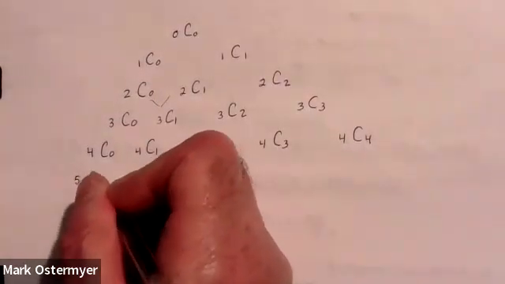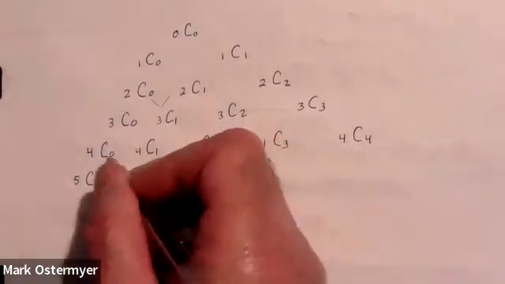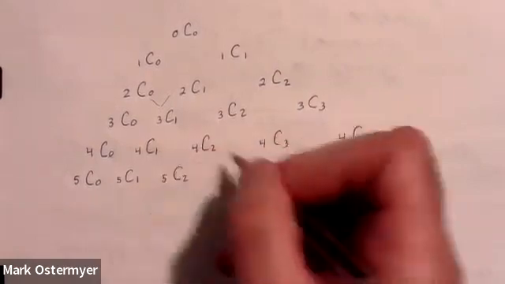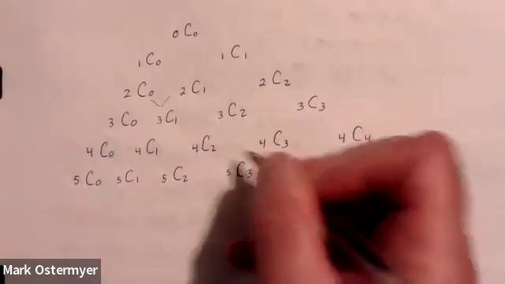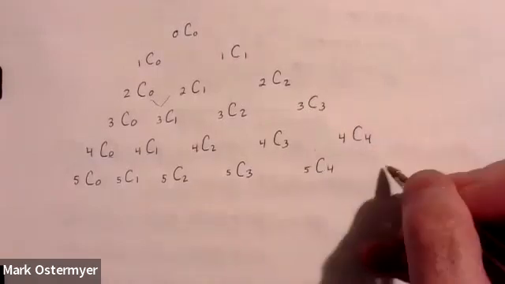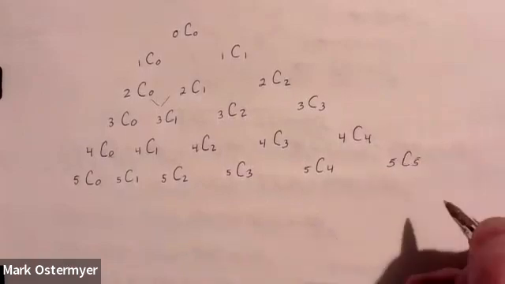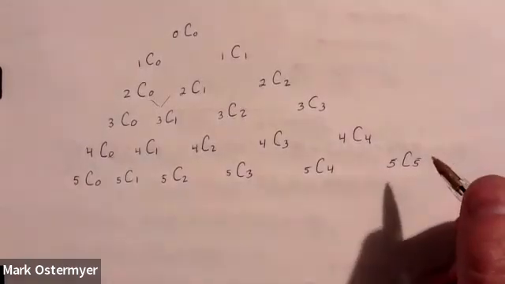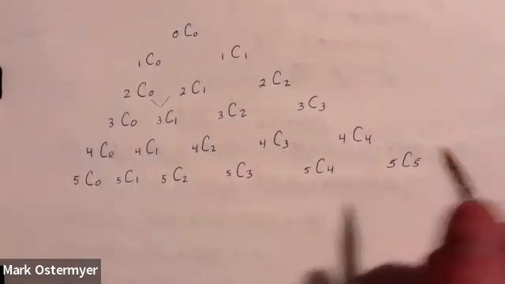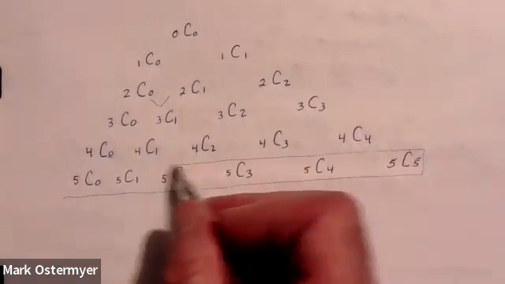So the next one would be 5 in combination with 0. 5 in combination with 1 is the sum of these two. 5 in combination with 2, sum of these two. 5 in combination with 3 is the sum of these two. 5 in combination with 4 is the sum of these two. And finally, at the end, 5 in combination with 5. All right. So let's try this out. This last row gives you the coefficients of raising the binomial to the 5th power.